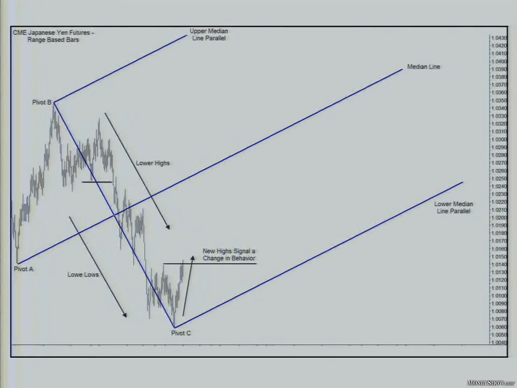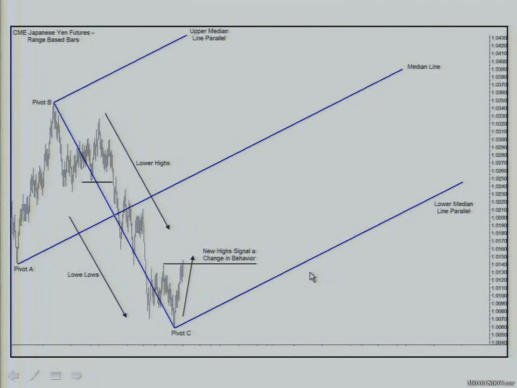So when I first see this change in behavior right here, when we took out this high, I now draw in from A, B, C, an alternating set of pivots, a median line, okay? And the median line is a line of force, and it's going to tell me that price is going to oscillate around this median line. It'll run out of upside directional energy at the upper median line parallel. It'll tend to run out of downside directional energy at the lower median line parallel.